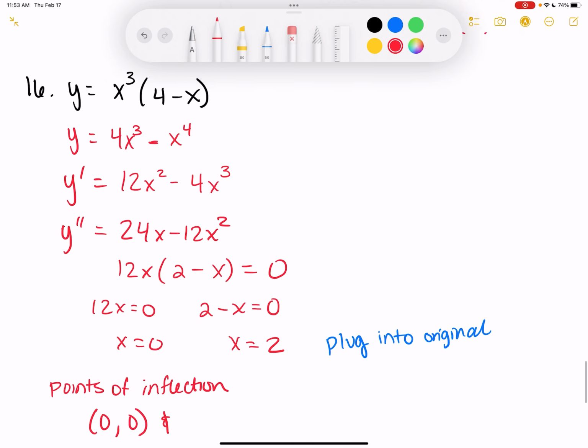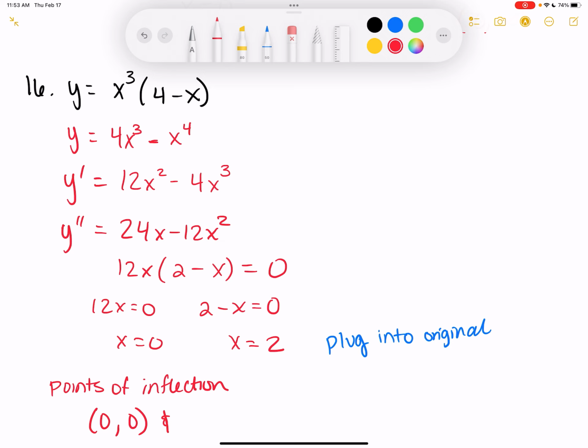And the other one, if I plug 2 into the original equation, what do I get? When you plug 2 in, 4 minus 2 is 2, 2 times 2 cubed, so 8 times 2 is 16. So then the other point is 2, 16.